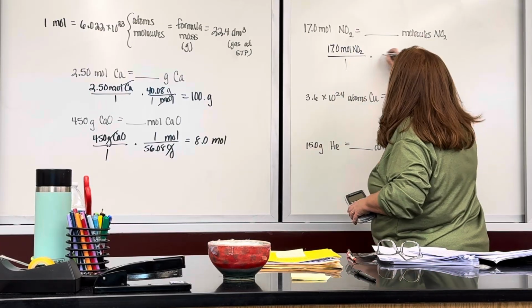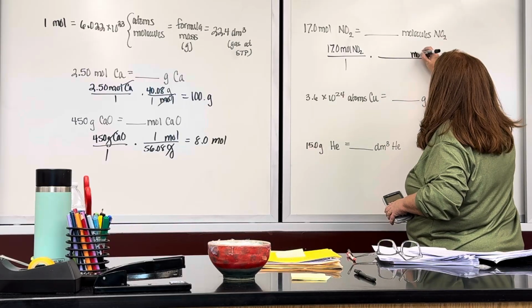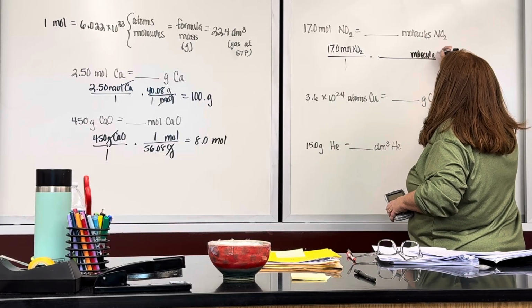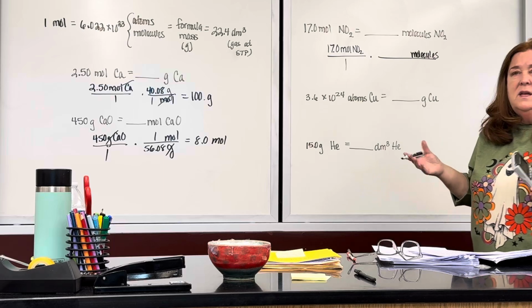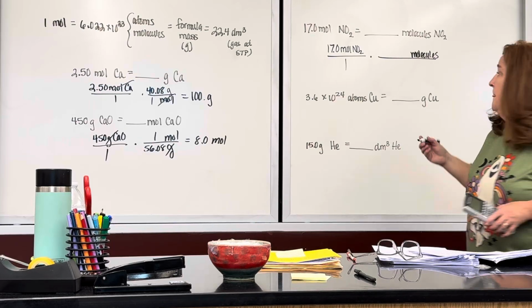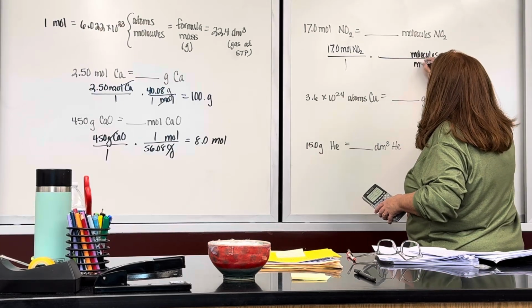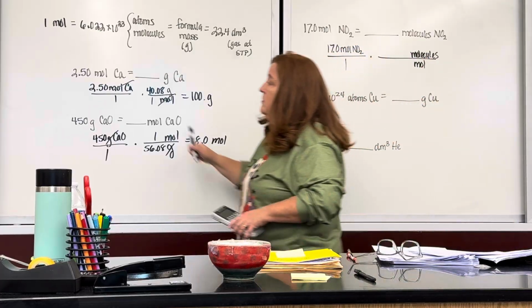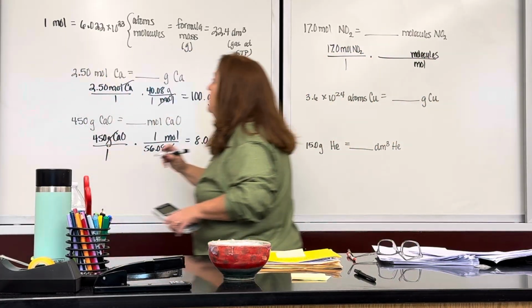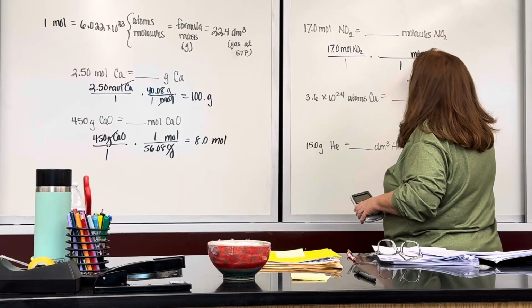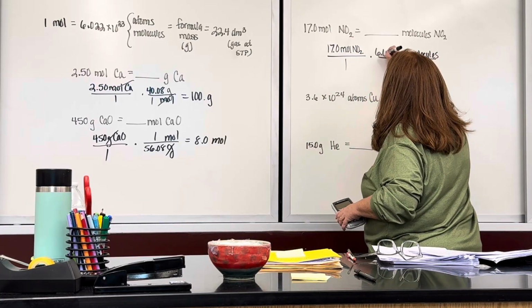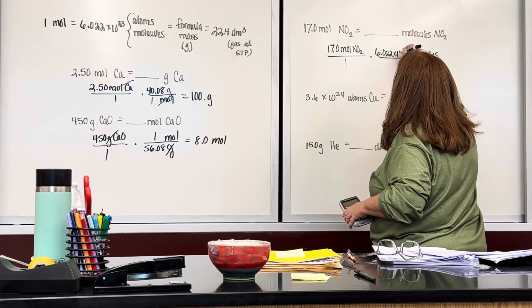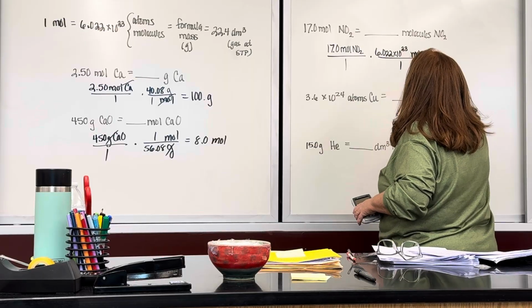I'm trying to find molecules, so that goes in the top part. Don't abbreviate this, because if you abbreviate this, you tend to get it confused with moles. It's molecules. In the bottom part is where you're going to put the moles. That's what you're trying to get rid of. Then you look back at your big equation. A 1 goes in front of the mole, and in front of the molecules, 6.022 times 10 to the 23rd.